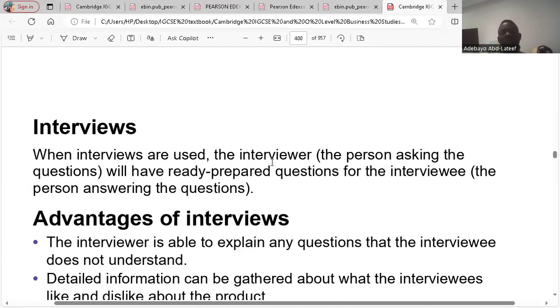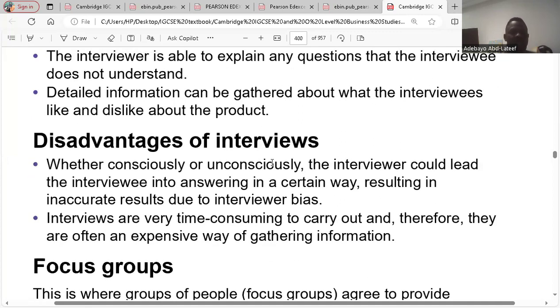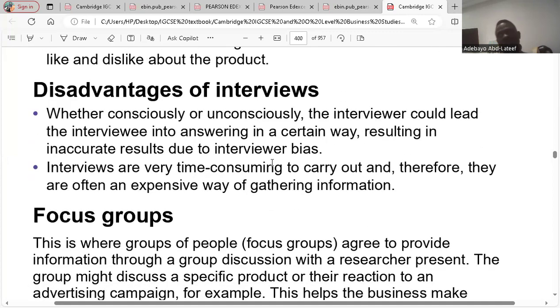So that's about surveys. Then we'll go to interviews. When interviews are used, the interviewer, the person asking the questions, will have ready prepared questions for the interviewee, the person answering the questions. What are the advantages of interviews? The interviewer is able to explain any question that the interviewee does not understand. So for open-ended questions that the interviewee doesn't understand, the interviewer is present, and his presence alone would help the interviewee. Detailed information can be gathered about what the interviewee likes and dislikes about the product, because you are both present. So it's easy to know the likes and dislikes about the product, because you ask questions and get an answer immediately.